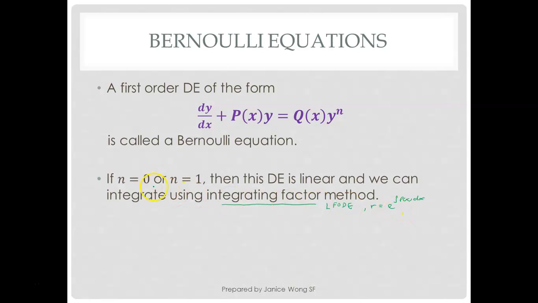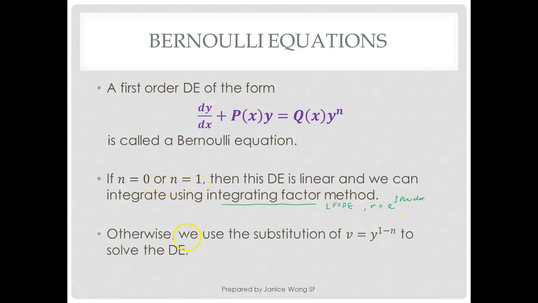However, for n other than 0 or 1, we should use the substitution method by substituting v equals y to the power of 1 minus n, where n is from here. Take note of this. It's a standard procedure. Before I move on with examples, let's talk about when n equals 0 and when n equals 1. How come it's linear and how come we need to use the LFODE method?